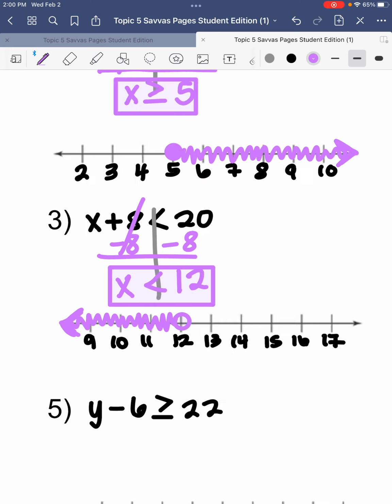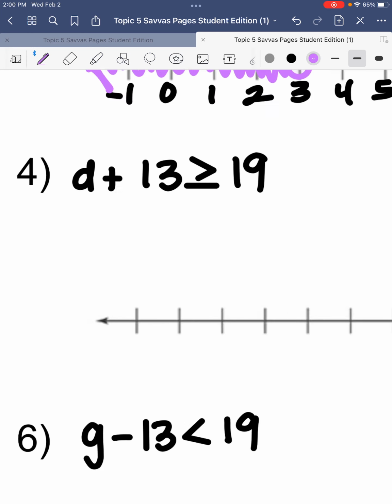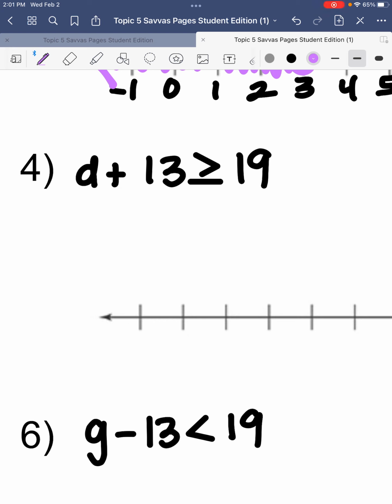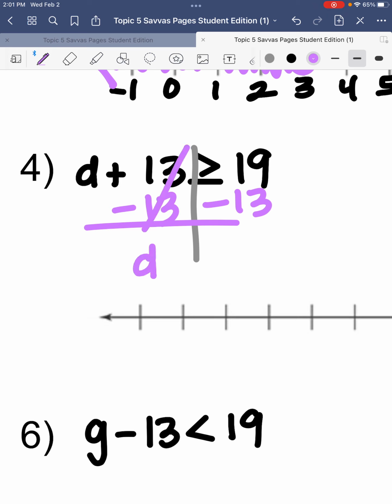Okay? So let's look at number 4. We have d plus 13 is greater than or equal to 19. So in order to solve this inequality, I'm first going to subtract 13 on both sides. So my 13s cancel out. D is greater than or equal to 19 minus 13, which is 6. So D is greater than or equal to 6 is our solution.